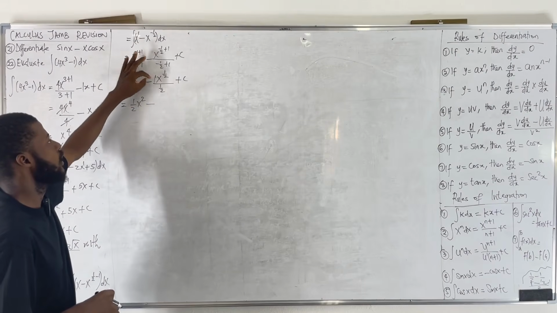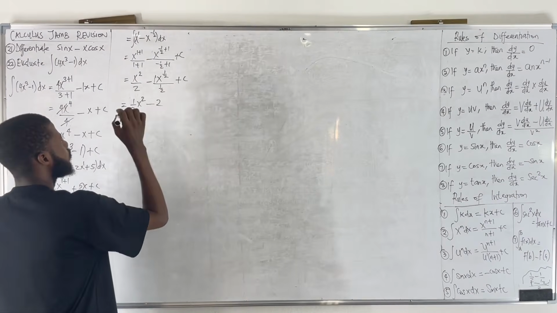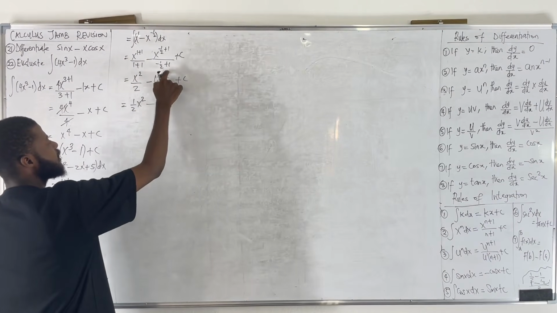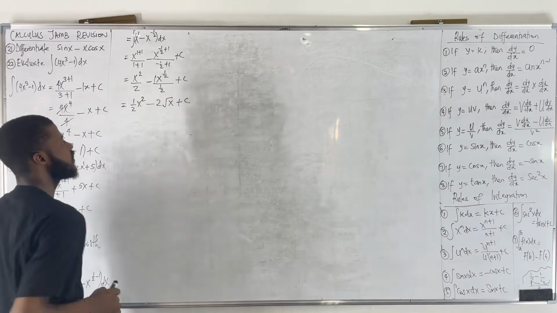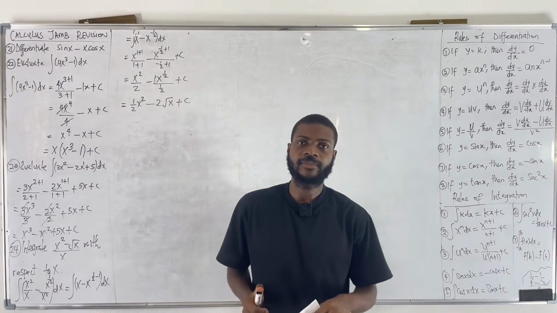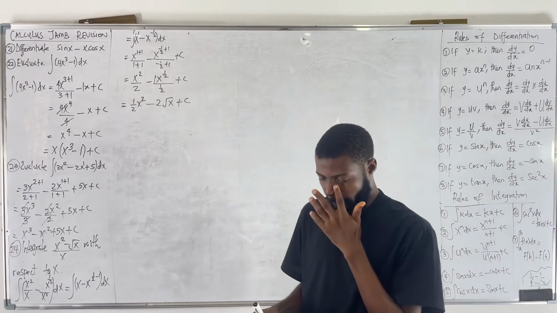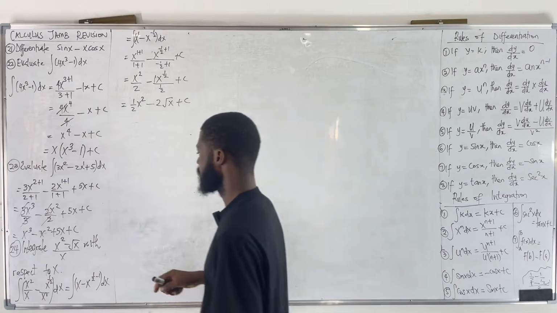In mathematics, when you are taking the inverse of a fraction, you are flipping that fraction. So this will be 2. Then this x here that has the power of half, you can actually write this as the square root of x. And then plus c. So this will be the answer to that very equation. Okay. Let's move on to the next.